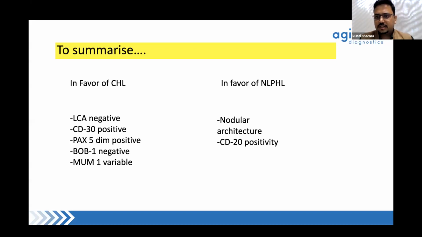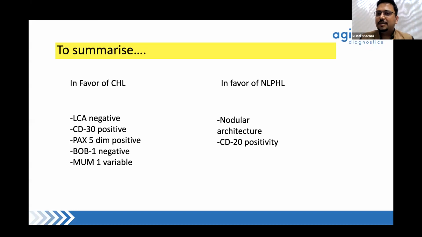between NLPHL and classical Hodgkin's lymphoma. Just for everyone, I really feel that if you have CD30 positivity, and if you have PAX5 weak positive, PAX5 in NLPHL will always be much stronger than even your B lymphocytes. CD30 is usually negative in a case of NLPHL. CD30 usually stains the surrounding immunoblasts in NLPHL. Mostly NLPHLs are negative for CD30.